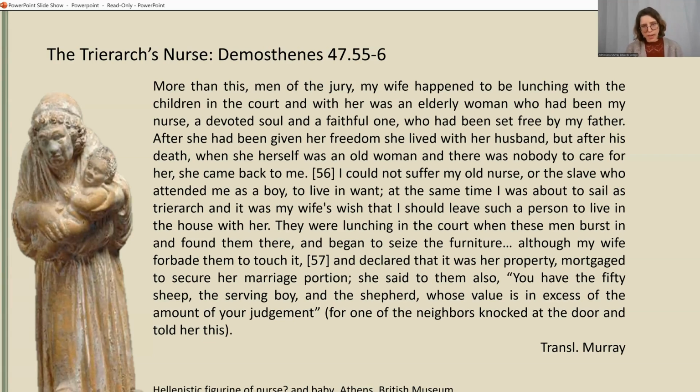If you look at the end of the passage, you can find the same far more dismissive attitude to slavery being expressed even within this same text. So although the nurse is a devoted soul and a faithful one, as he's listing the property that was available to pay off his debt, he says, you have the 50 sheep, the serving boy, and the shepherd, whose value is in excess of the amount of your judgment. Right, so here the enslaved individuals are very much items of property reeled off in a list along with inanimate objects.